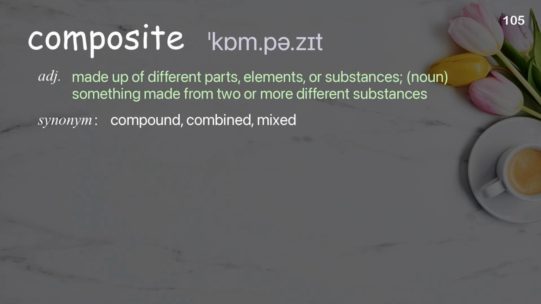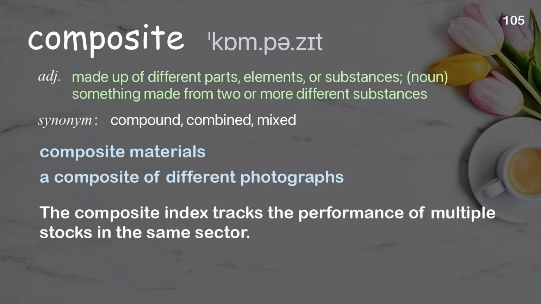Composite: made up of different parts, elements, or substances. Noun, something made from two or more different substances. Examples: composite materials. A composite of different photographs. The composite index tracks the performance of multiple stocks in the same sector.